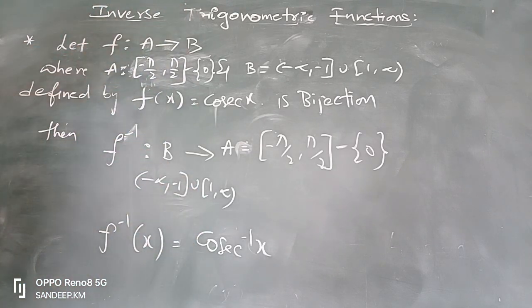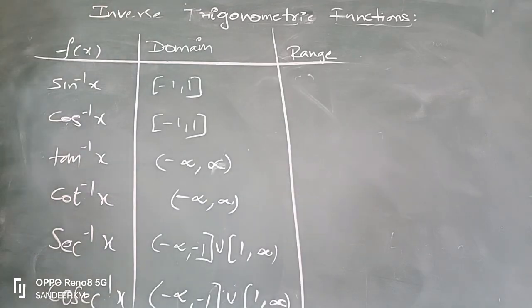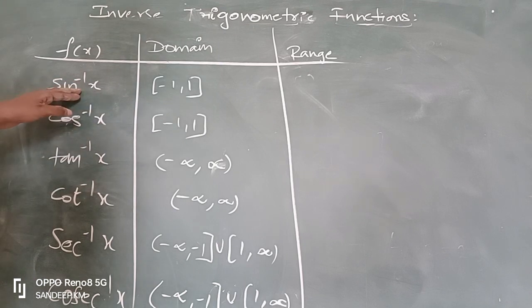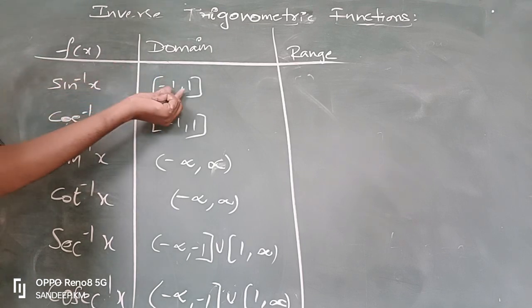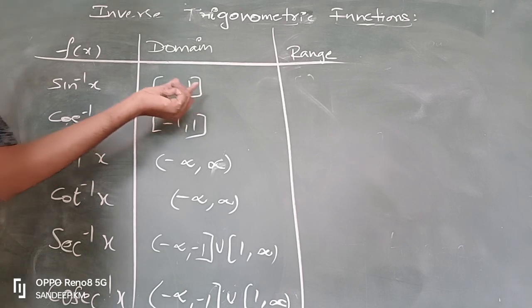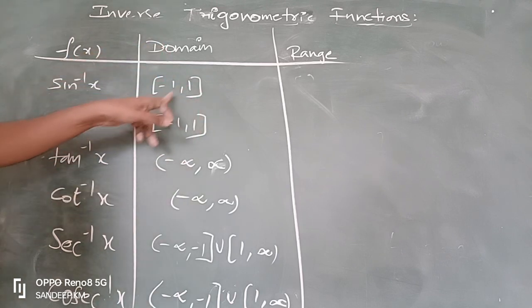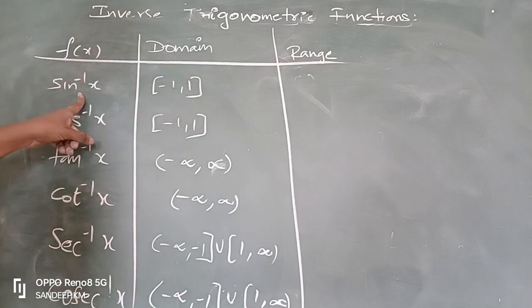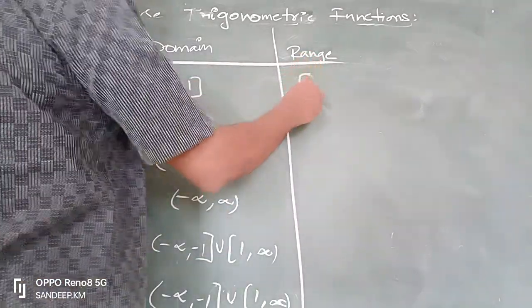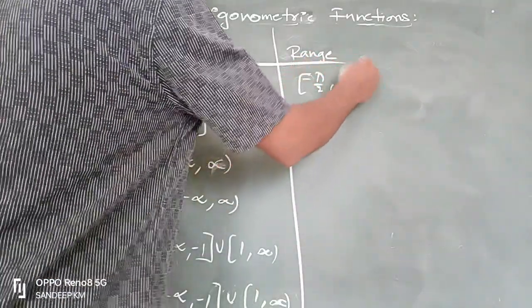Let me list them out once again in tabular form. Here is the tabular column. For sin inverse x, in place of x, what values can I substitute? Any value between minus 1 comma plus 1, and of course minus 1 and also plus 1. So the domain is from minus 1 to plus 1 for sin inverse x, and its range is from minus pi by 2 comma plus pi by 2.